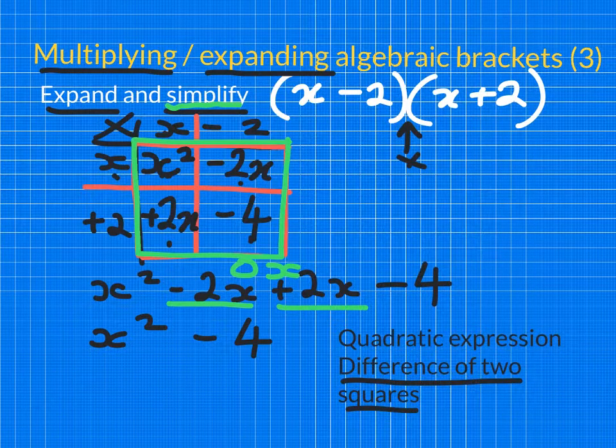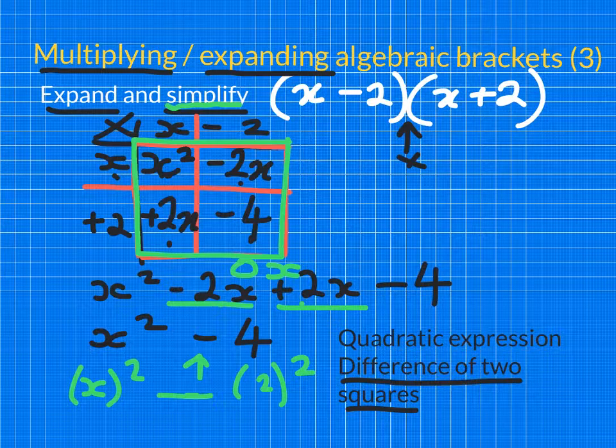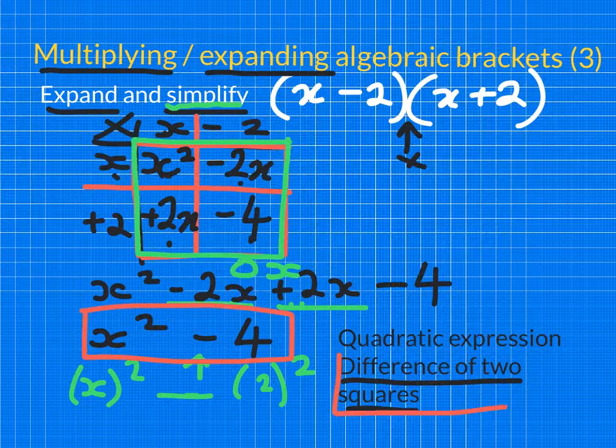And if we have a look at the actual values of the numbers, the difference is a subtraction sign, x is squared, and minus 4, if 4 is squared, that would be 2 squared. So sometimes our quadratic expressions, the two middle numbers, the minus 2x plus the 2x, cancel out so that we don't have that term, we only have two terms, and it is called the difference of two squares. So this is an example of a quadratic expression, which is the difference of two squares.